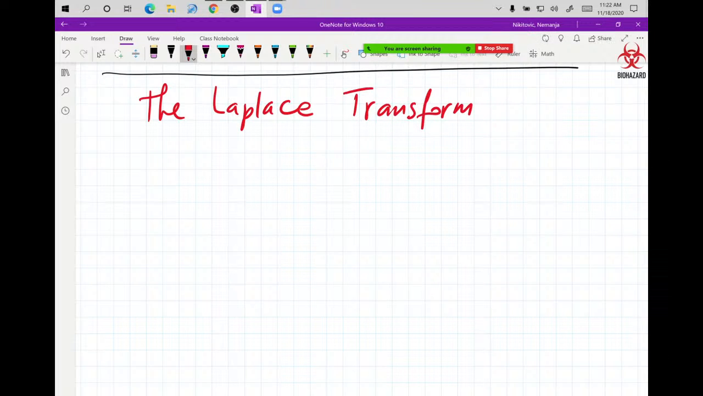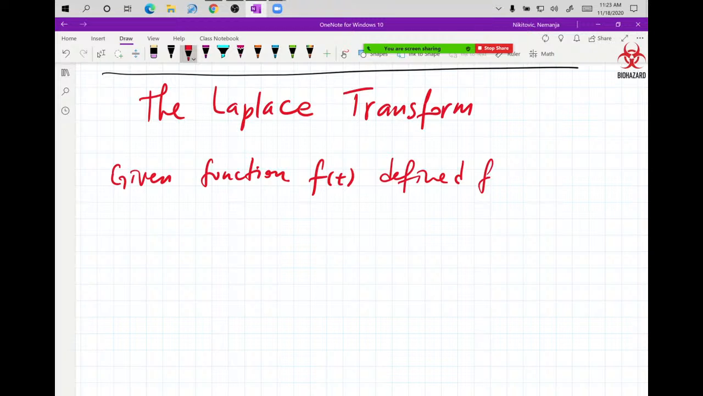All right, so given a function f of t defined for all t larger than or equal to 0, right?